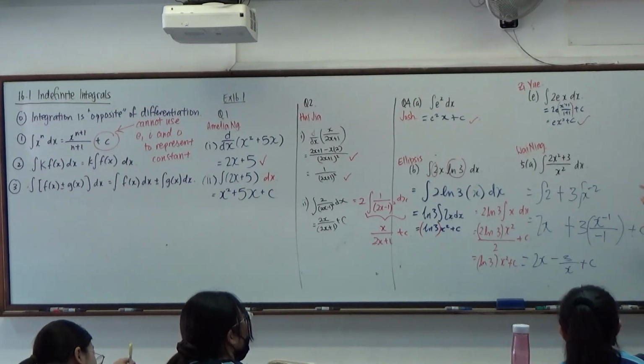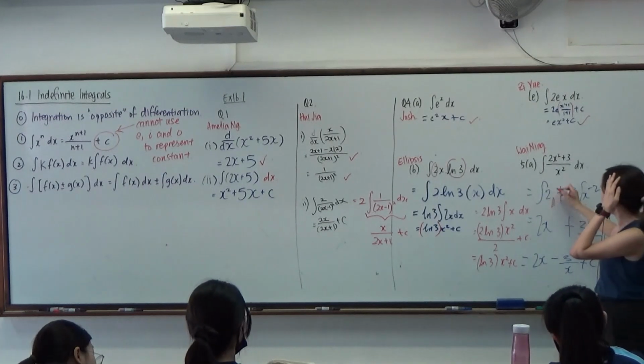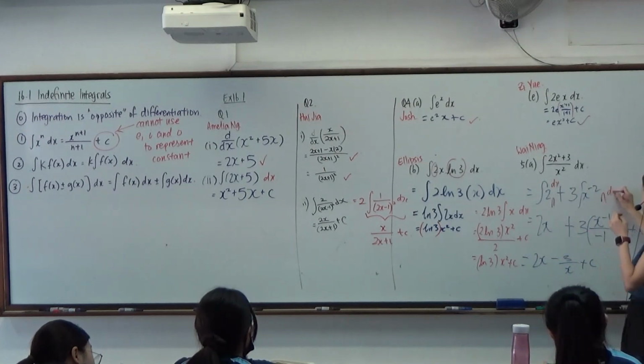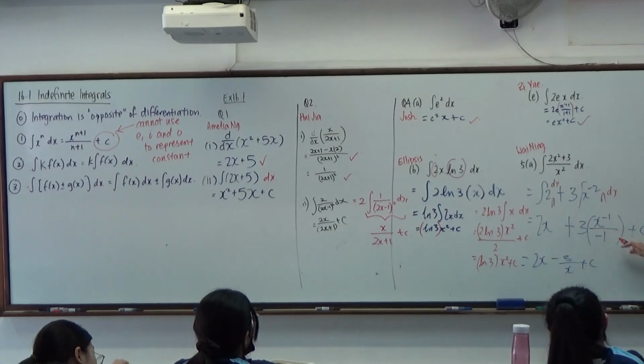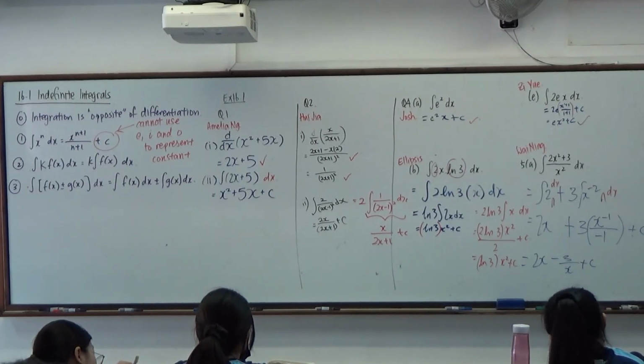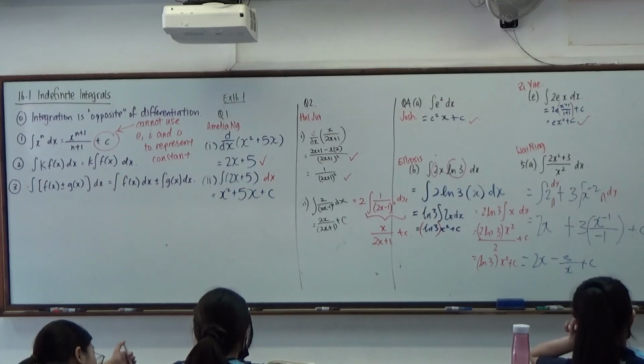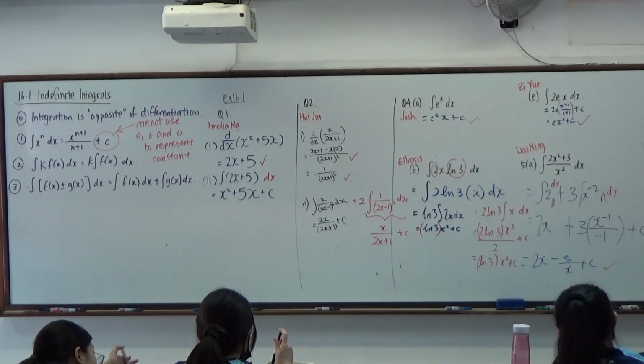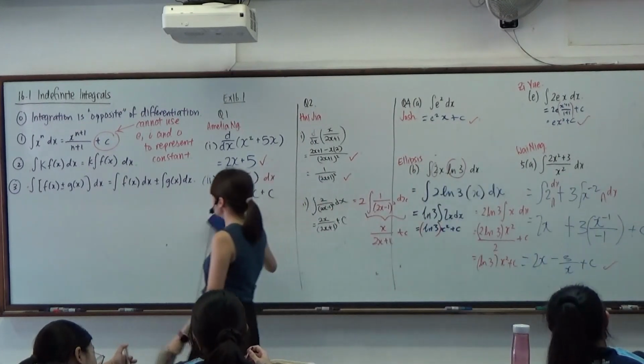Then for question 5a, remember dx. And then we have 2x followed by 3x to the power negative 1 over negative 1 plus c. And the final answer, yes, it is 2x minus 3 over x plus c. Questions? Okay, then let's move on with the next rule.